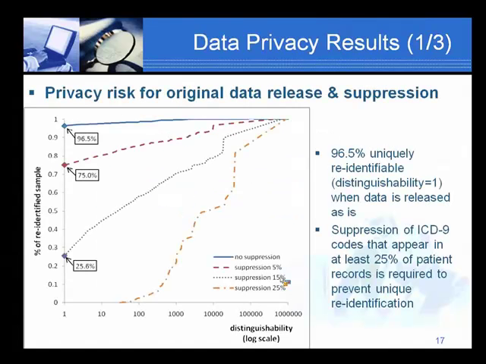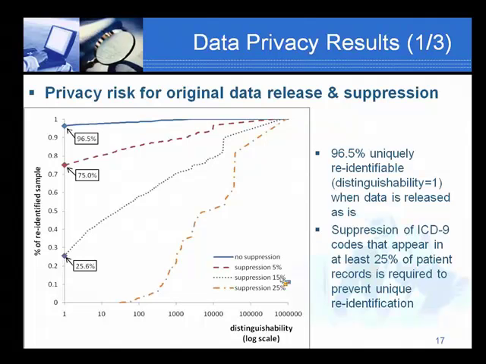The first main result is the privacy risk for original data, and as you can see in this figure, we have found out that more than 96% of patients are uniquely identifiable when the data is released as is. So this result is quite alarming, and we then applied suppression to see how and if things would get better.